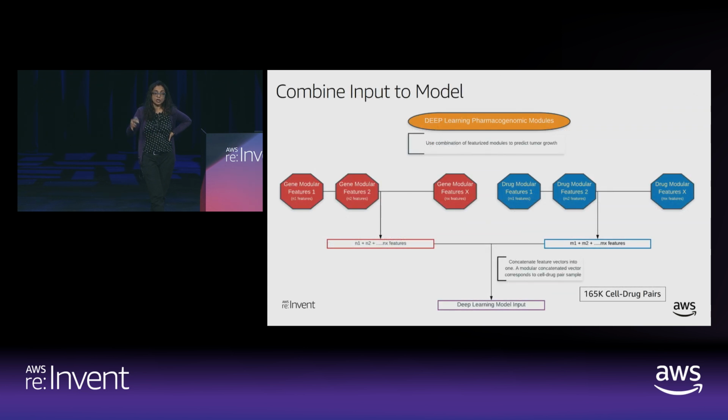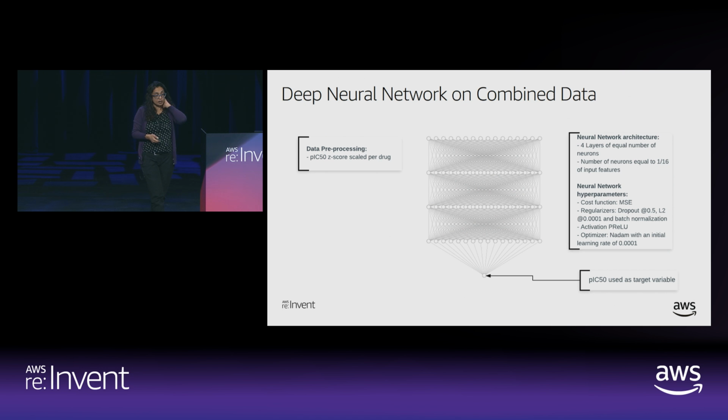OK, so now we want to put all of this together. So we're going to build these joint feature representations that consist of our genomic data, which corresponded to cell state from gene expression, that had been reduced, as well as the features that correspond to the drugs themselves. And then we're going to combine all this data in a machine learning framework. So we use a kind of straightforward architecture here where we have 4 layers with an equal number of neurons, and the number of neurons is equal to 1/16 of the input features. We did standard things for regularization and trained up this model.